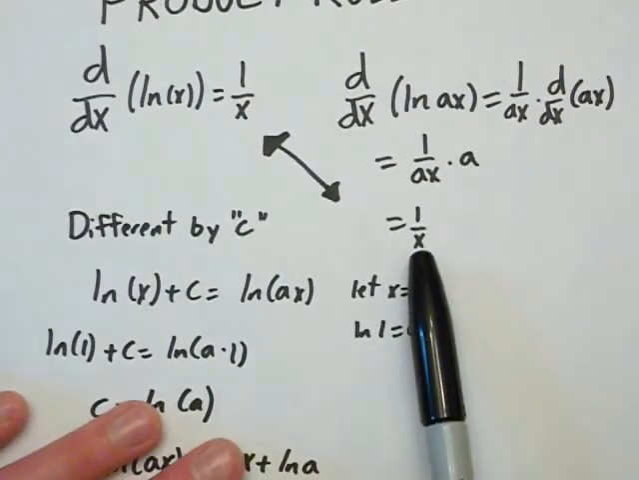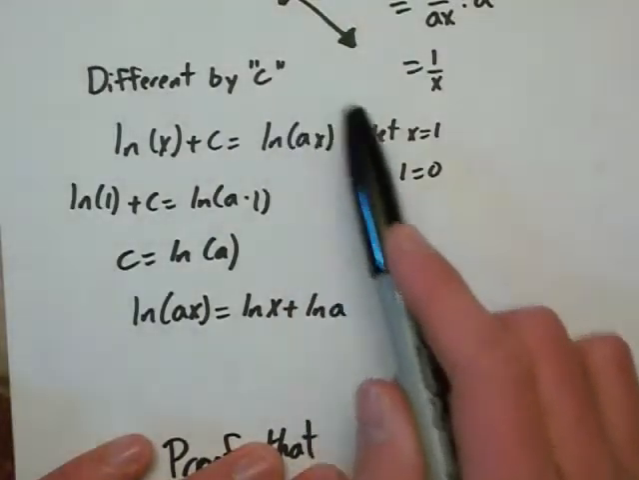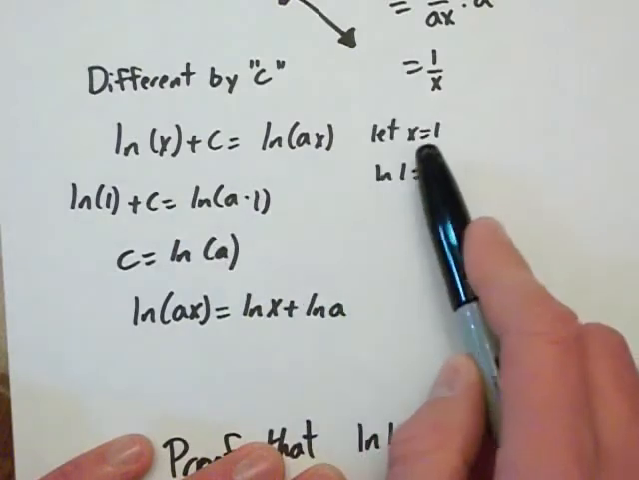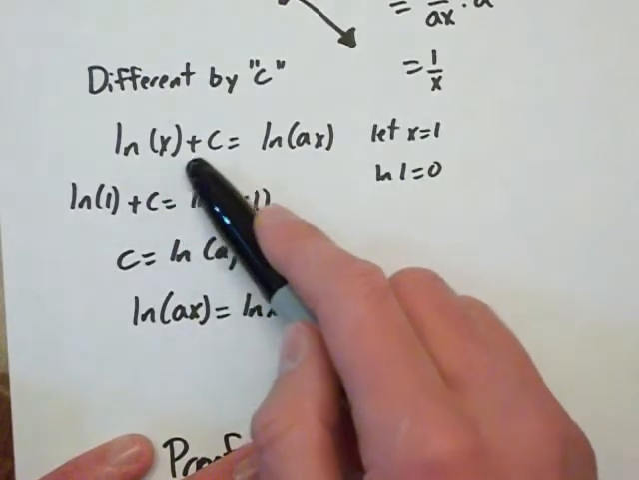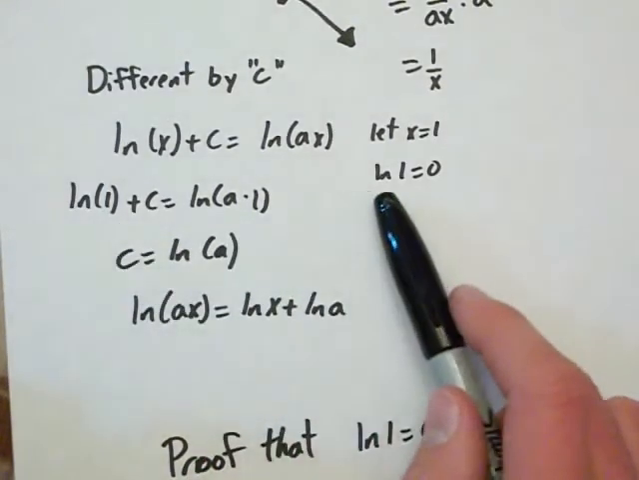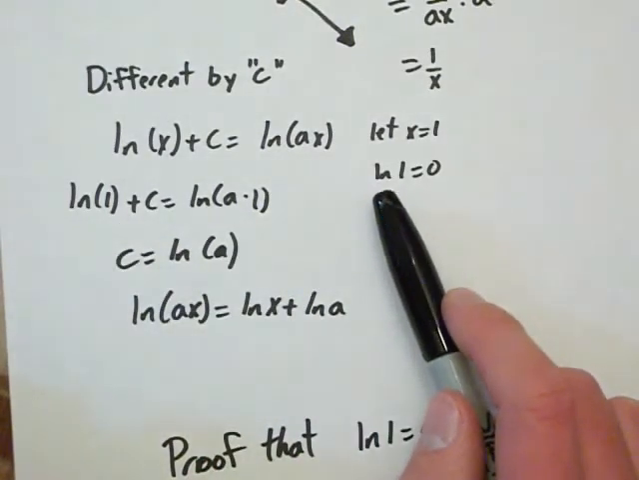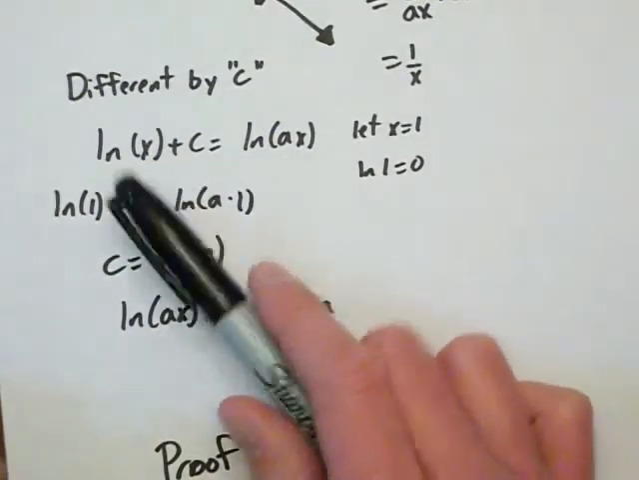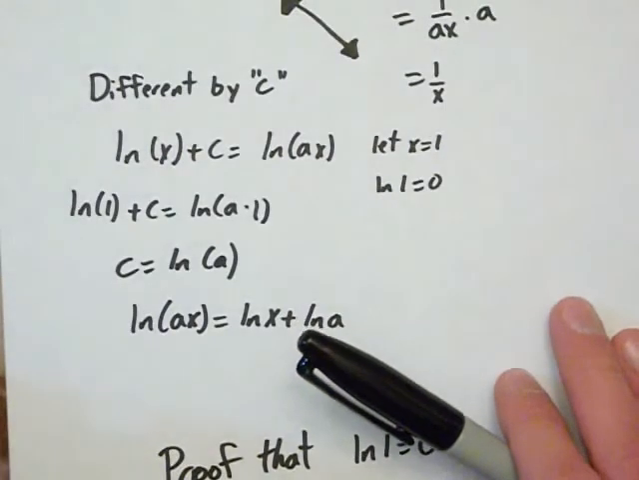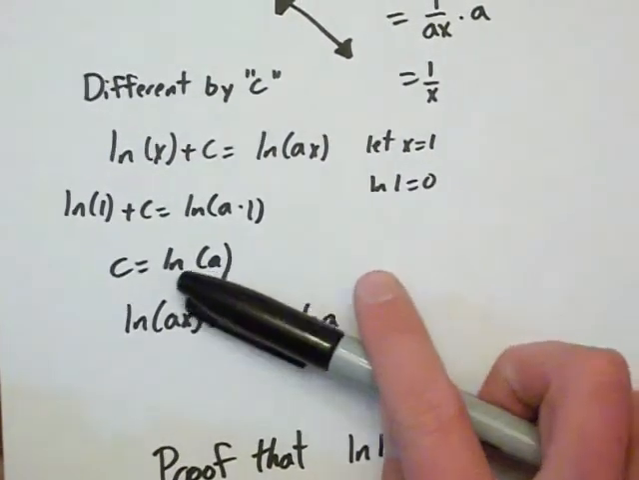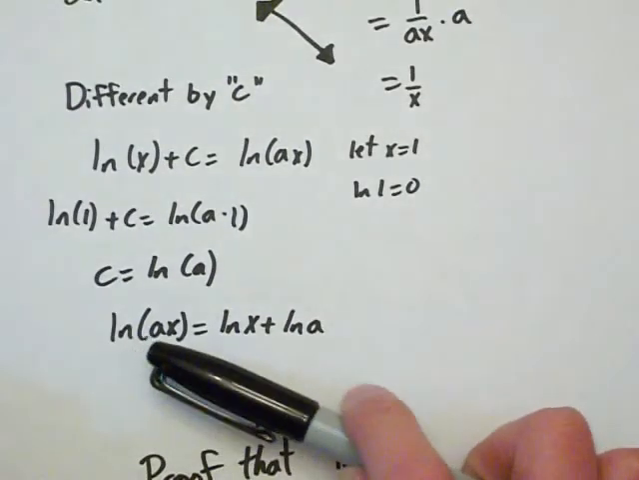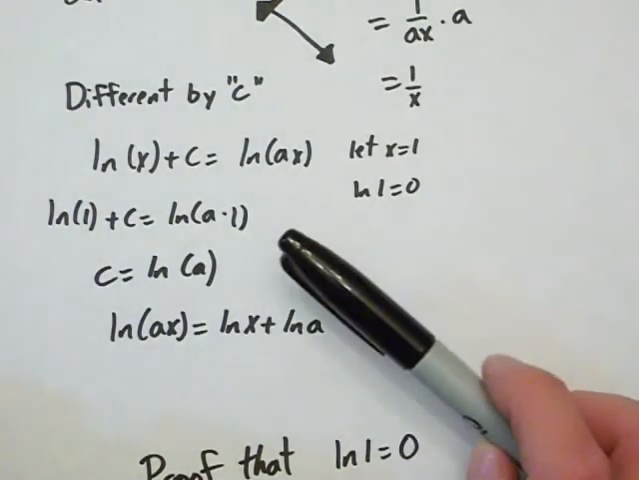Now, this fact is really important. It means they differ by a constant c, but do not worry, never fear. So ln x plus c equals ln ax. If we let x equal 1, and the natural log of 1 is 0, which we'll prove in a moment, we have the natural log of 1 plus c equals the natural log of a times 1. Anything times 1 is just itself, so we have the natural log of a equaling c, which gives us the natural log of ax equals ln x plus ln a.